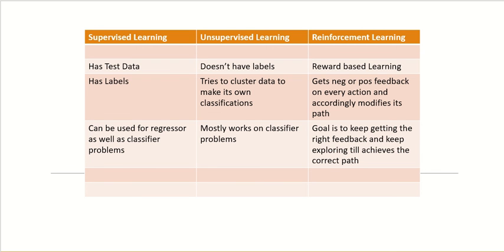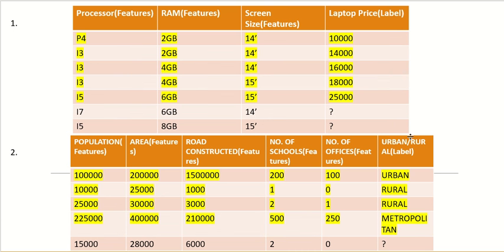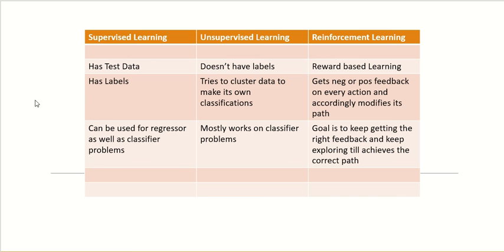So now we can summarize here. Supervised learning, we have test data, definitely. We have labels. We had labels here. These were the labels for supervised learning. Then it can be used for regressor problems as well as classifier problems. We already discussed this in the previous video. So it can be used for both.